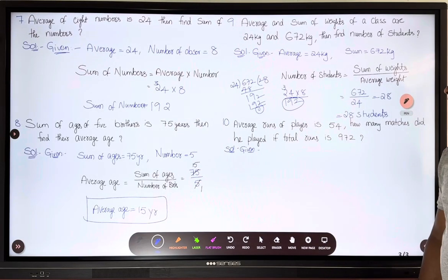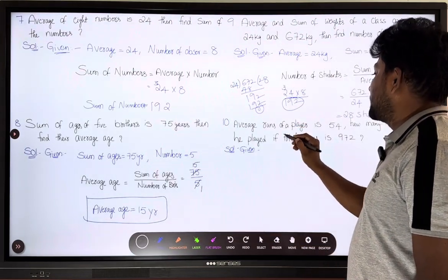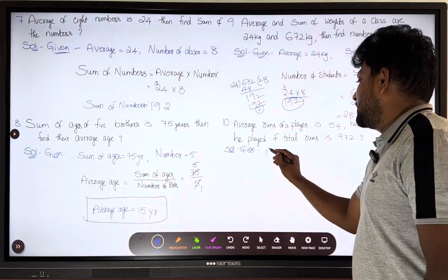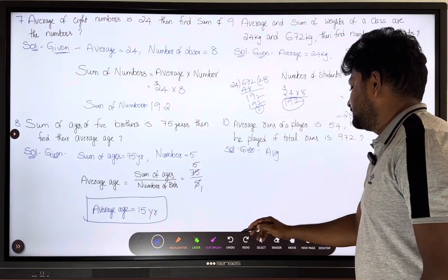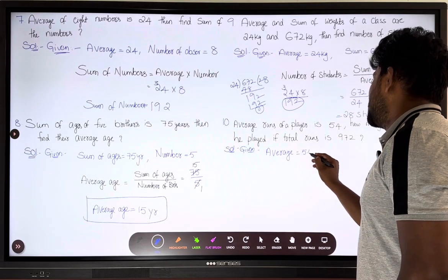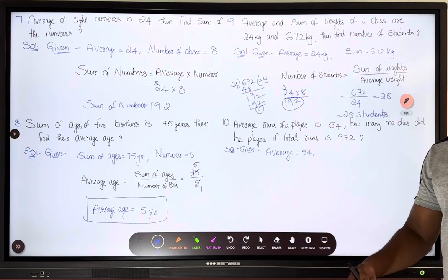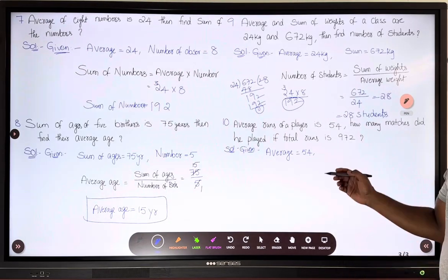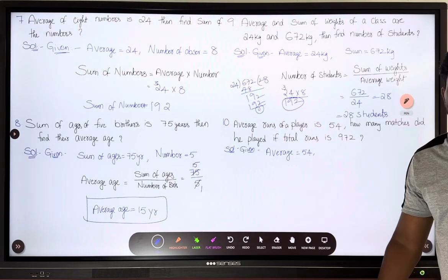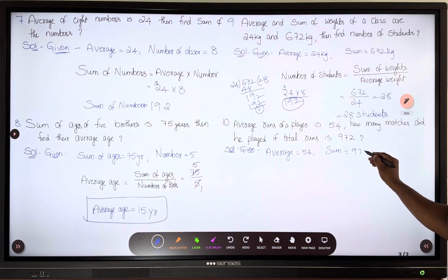Average runs of a player. Average runs of a player is 54. So average ఇచ్చారు, ఒక ప్లేయర్ యావరేజ్గా in a match, in every match average runs ఎంత అంటున్నా, 54 runs అంట. How many matches did he played? ఎన్ని మ్యాచెస్ ప్లే చేశాడు ఇఫ్ ద టోటల్ నెంబర్ ఆఫ్ రన్స్ ఆర్ 972. సో టోటల్ నెంబర్ ఆఫ్ రన్స్ అంటే ఏంటన్నా సమ్ ఆఫ్ రన్స్, సమ్ 972.